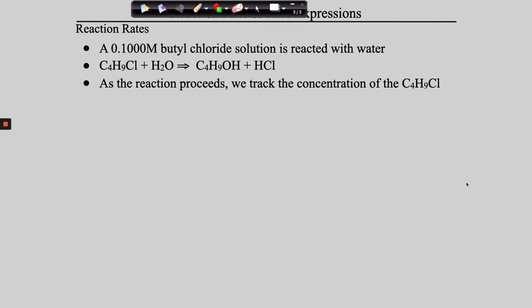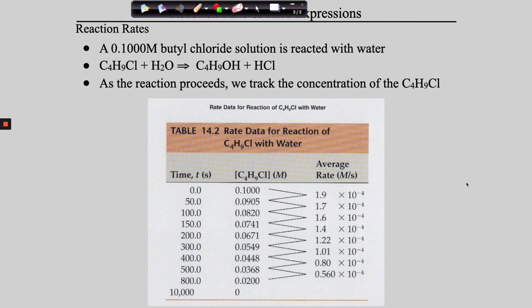But then guys, as this reaction goes on, we track the concentration of C4H9Cl. We know that's not hydrochloric acid, but we're going to track this. So guys, we're going to find out this is an alcohol, but how do we know this is an alcohol? OH. And so guys, the data looks like this.